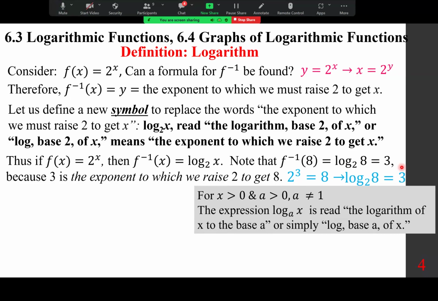In other words, the question is as follows. 2 to what exponent gives you 8? It's the same as writing log base 2 of 8 equals what? Both answers are 3. So pretty straightforward, everybody.